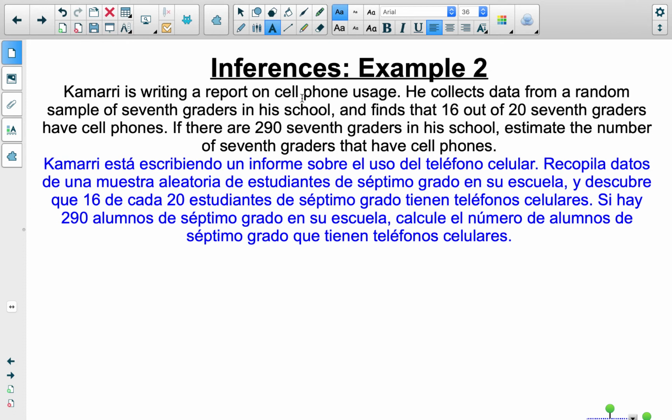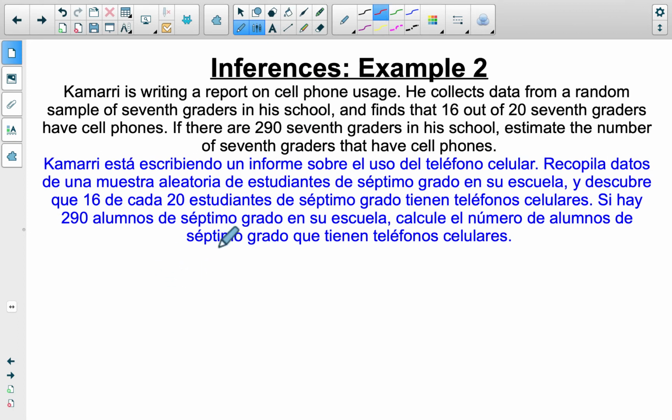So Kamari did a random sample, which is great, and his sample matches the population. He is just doing a random sample of 7th graders because the population we're looking for is just the 290 7th graders. If the population we were talking about is how many kids in the entire school, Kamari's sample wouldn't be very good here because he only had 1 grade level, right? Your sample should match your population. All right, now let's set this up.